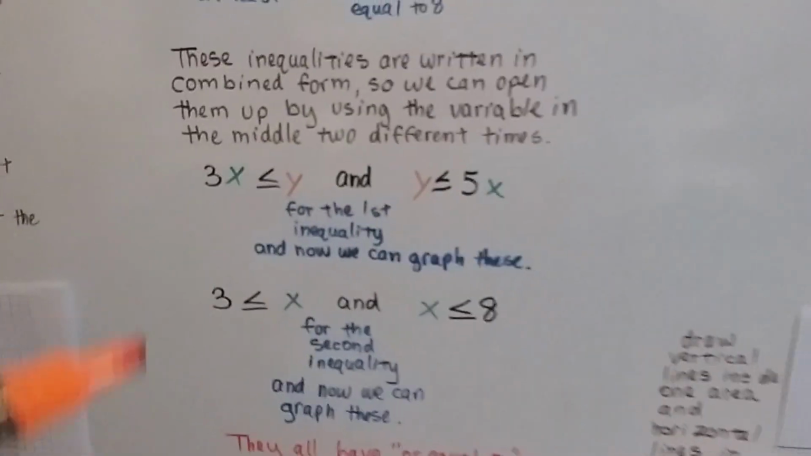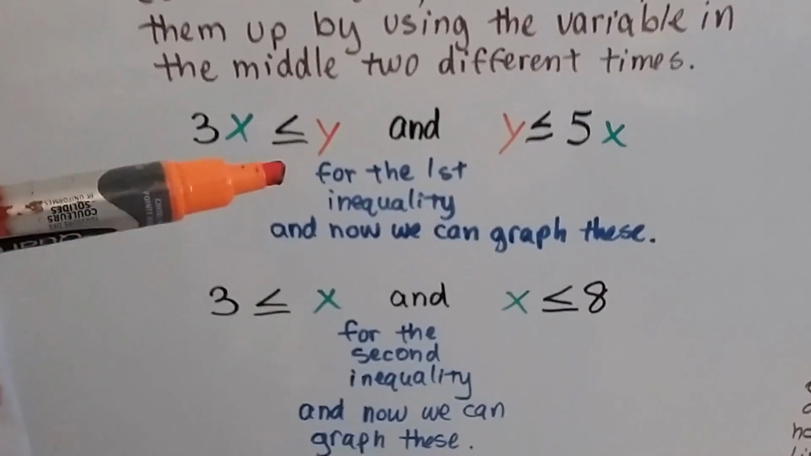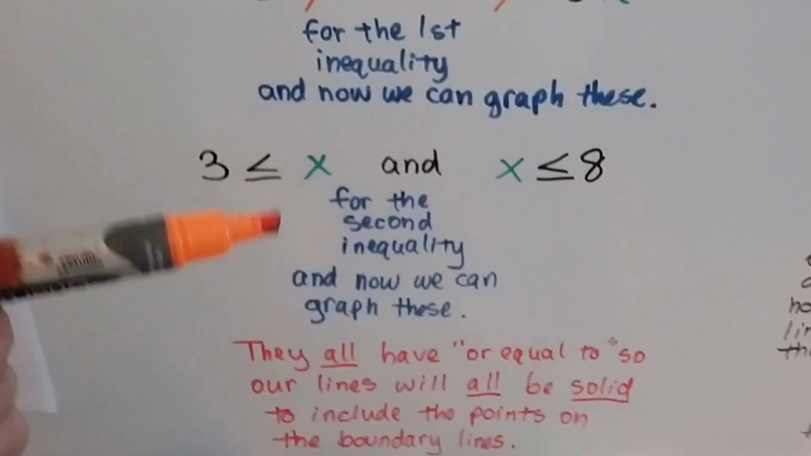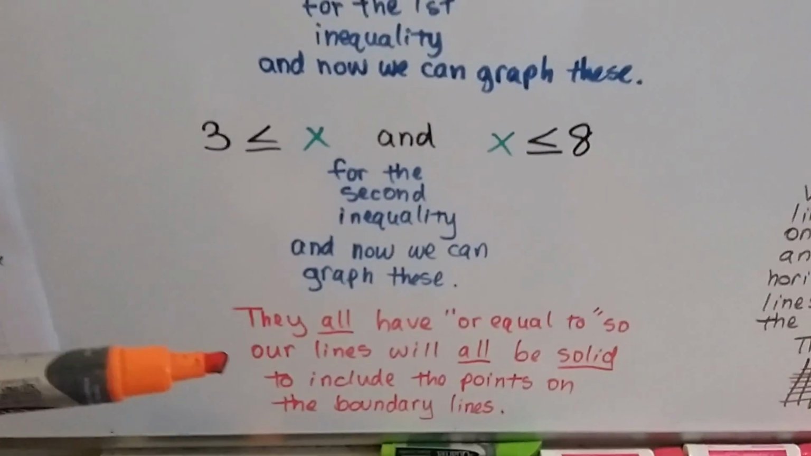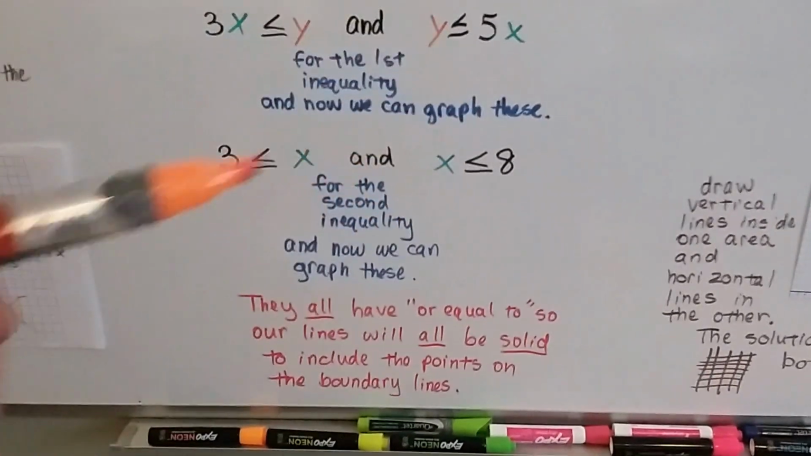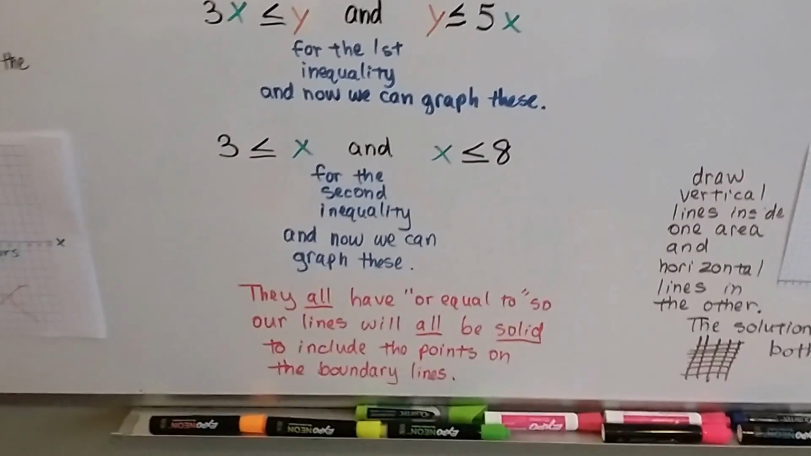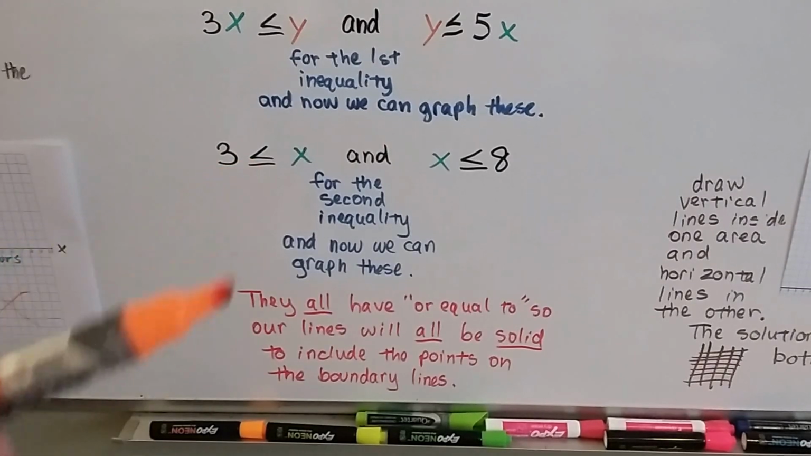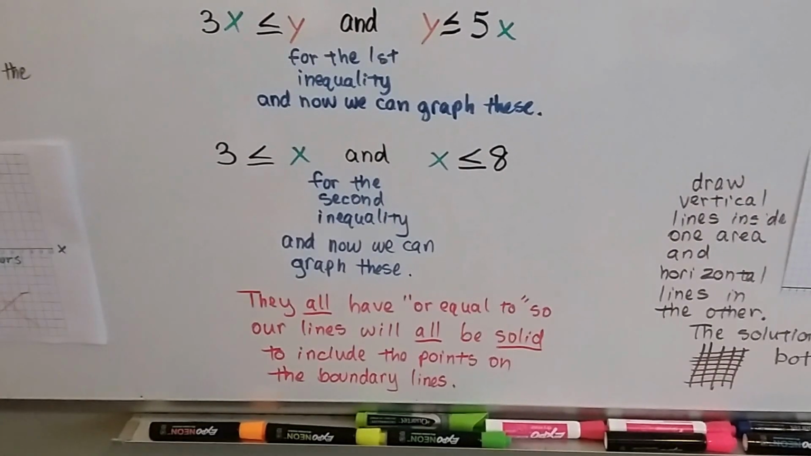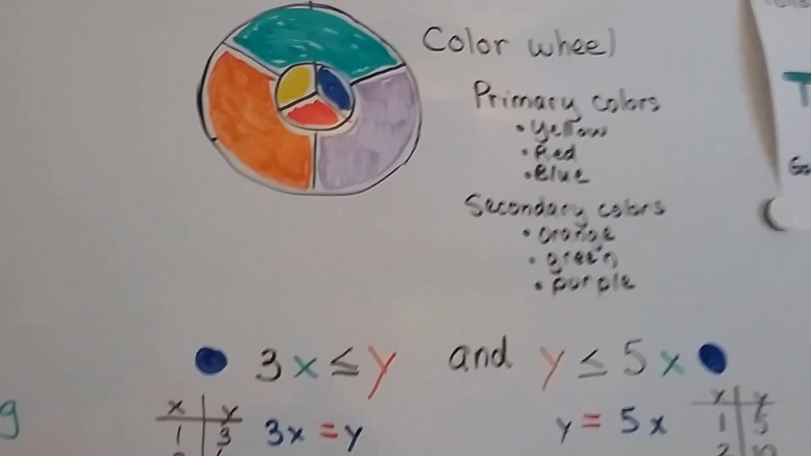So that first inequality, now we can graph these and make a function table. And we can graph and make a function table for this one. Now if you look, they all have 'or equal to,' don't they? So that means they're all going to be solid lines on our coordinate plane. If they didn't have the 'or equal to,' they'd be dotted lines. So that means it's going to include all the points on the boundary line. Remember, I showed this in the previous video.